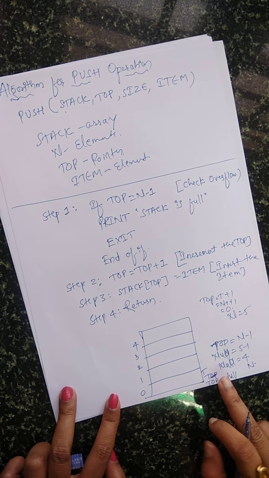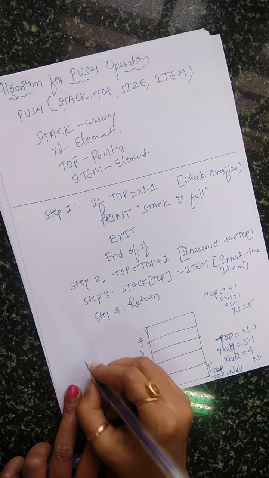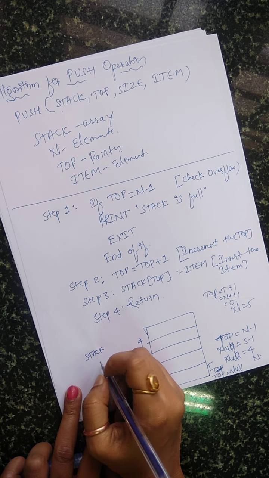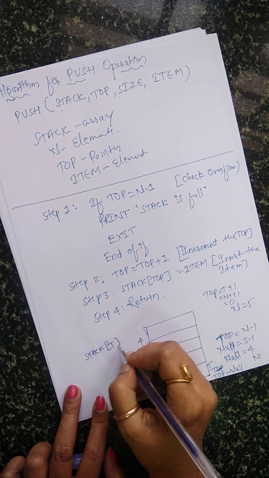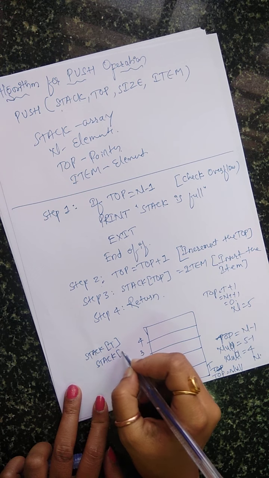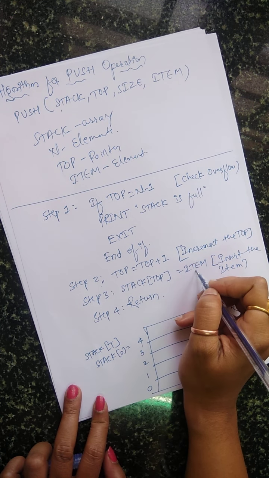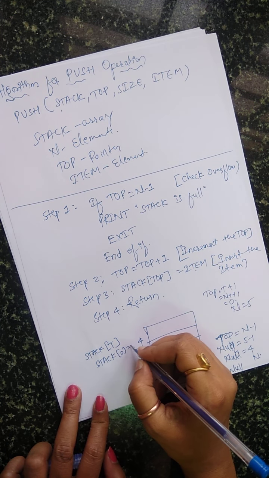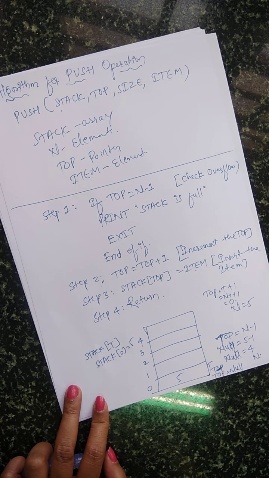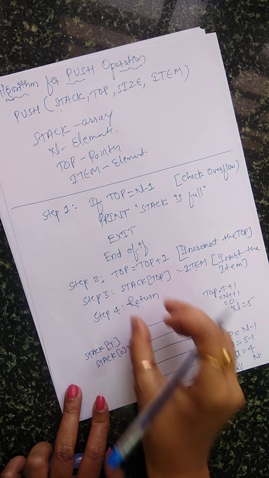Then stack of top position. Stack is an array name, like we take A of 0, A of 2. Stack of top position. So what is the top position? 0. So stack of 0th position. Which element do you want to add? That you have to add. Suppose I want to add 5. So 5 is added here.